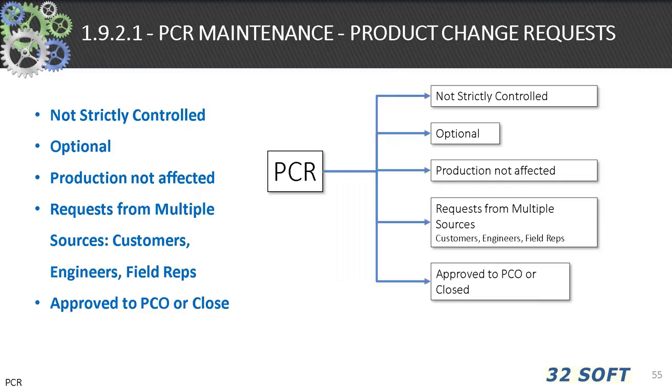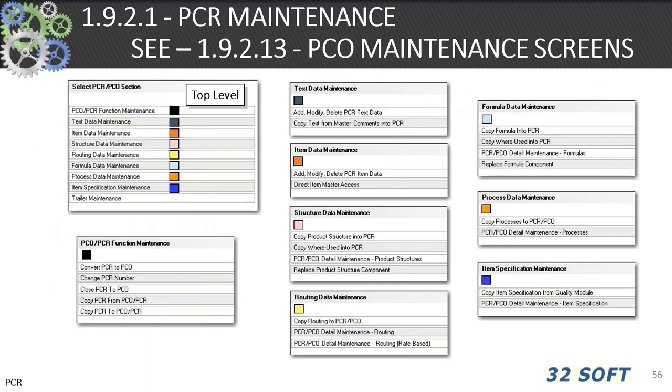A quick word about product change request characteristics. It's not so strictly controlled, a little bit loosey-goosey. You don't have to do it, but if you do, you must have two similar yet different change processes. Production is not affected by a PCR. It must be turned into a PCO. PCRs don't affect financials. And this can allow processing requests from many different sources, like customers, engineers, field reps, etc.